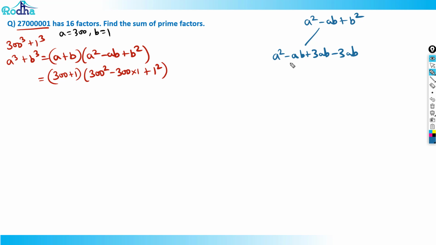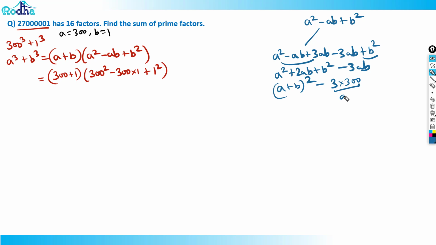So if I do this, what will happen here? Because this part will become a square plus 2ab plus b square, and I'm left with 3ab. Now it is a plus b whole square, and I'm left with 3 into a into b. What is 3 into a into b in my case, guys? So 3 into a into b is here 3 into 300. Now 3 into 300 is 900.